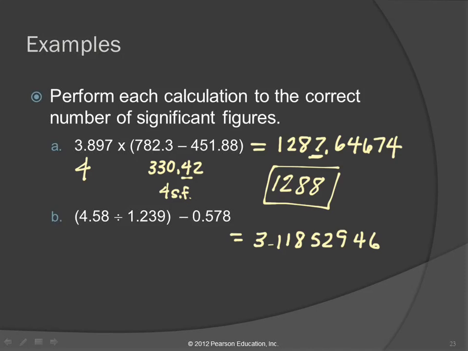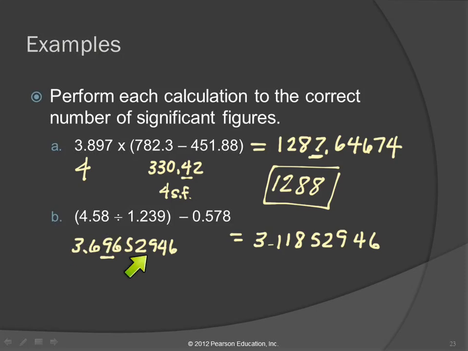So 4.58 divided by 1.239 equals. So that's 3.69652946. How many significant figures? If we were stopping there, how many sig figs should we have? 3. This one has 3, this one has 4. So I'm not going to round it, but I'm going to indicate to myself that's where the uncertain digit lies.